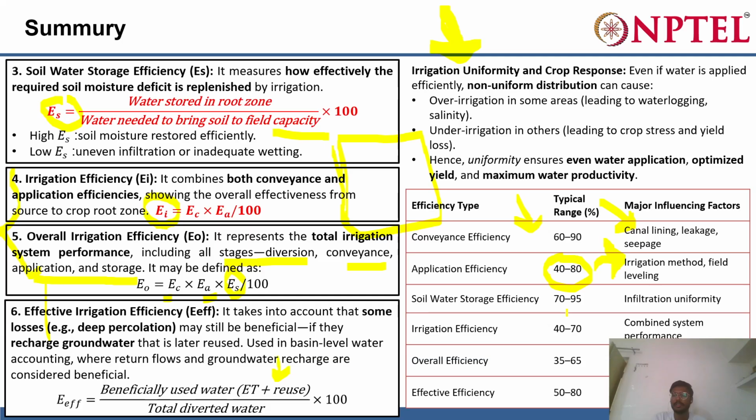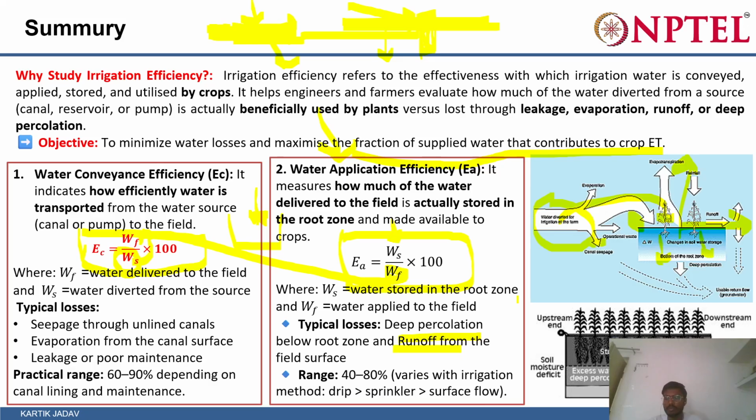Then we have soil water storage efficiency, whose range is around 70 to 95%, and its major influencing factor is infiltration uniformity. Then we have irrigation efficiency, which is again the multiplication of conveyance and application efficiency. Then we have overall irrigation efficiency, which is the multiplication of conveyance, application, and storage efficiency, and its range is around 35 to 65%. And effective efficiency, which includes groundwater reuse also, is around 50 to 80%.